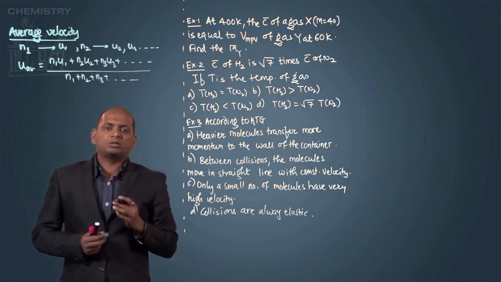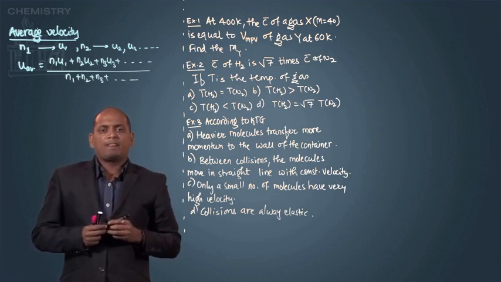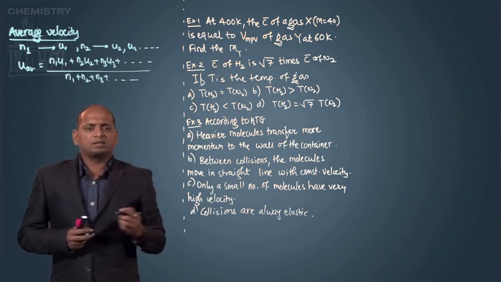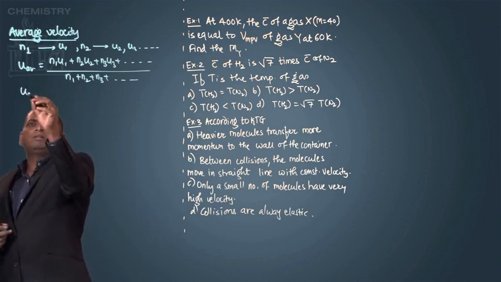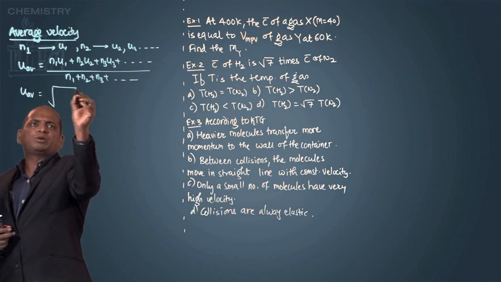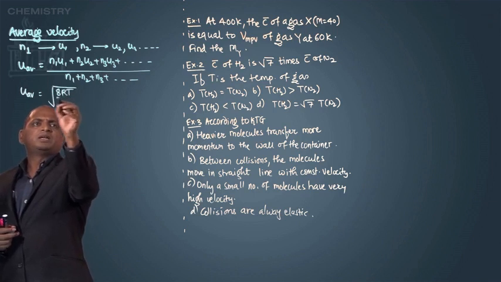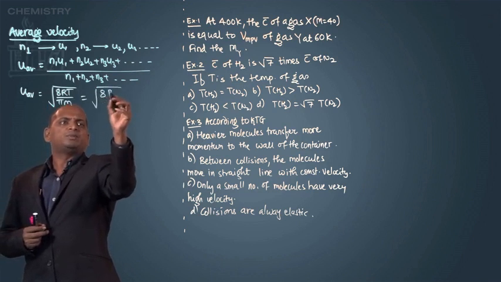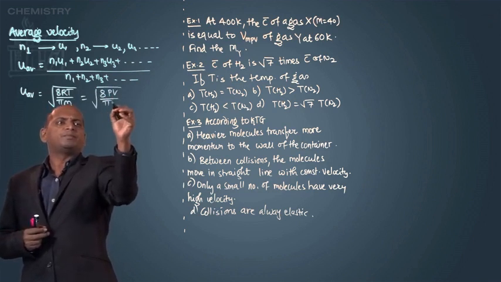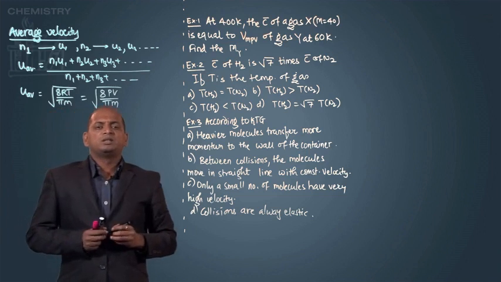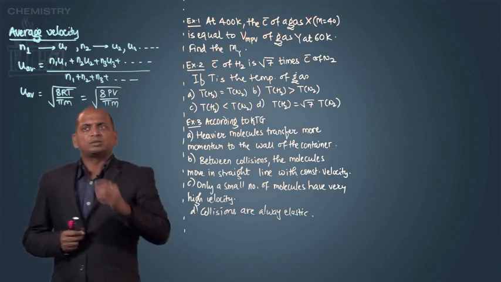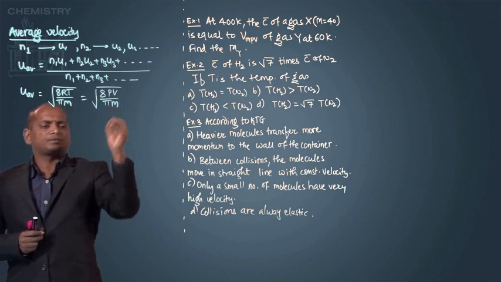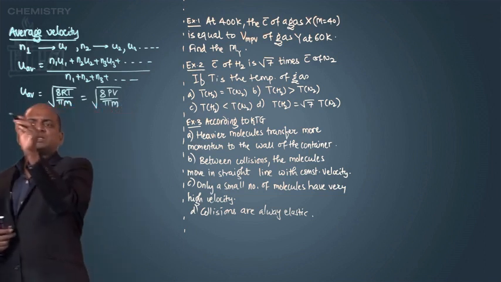So this is actually the theoretical definition. But if you have to calculate the average velocity, there are various relations. Directly we will write the formula, that is square root of 8RT upon pi m, or square root of 8PV upon pi m, and this is for 1 mole of a gas. So this m stands for the molar mass of the gas. So this is the average velocity.